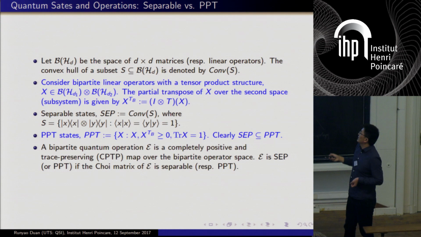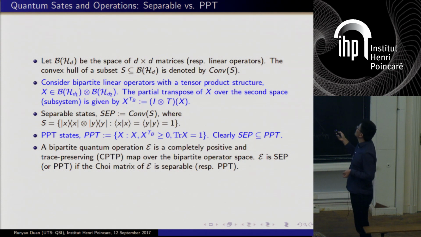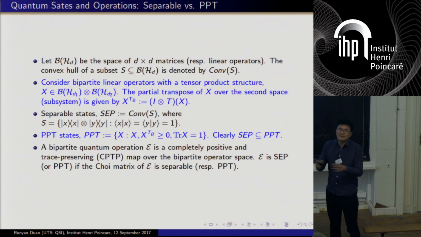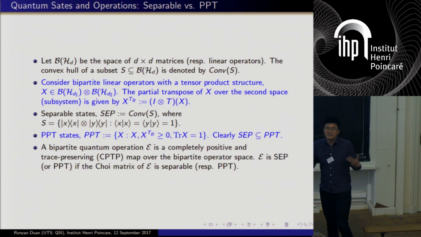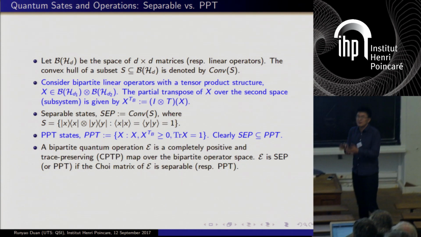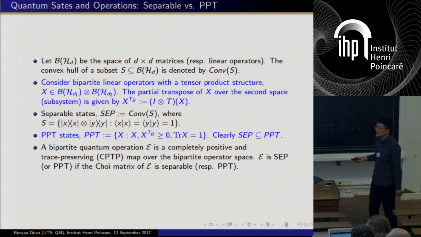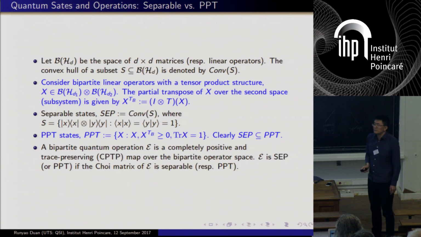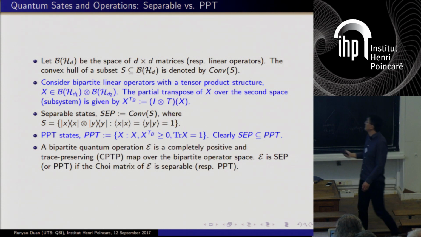We also use bipartite quantum operations. This is a CPTP map over the bipartite operator space, and E is separable if the Choi matrix of E is separable. That's the simplest way to define a separable operation. We just consider the Choi matrix, and if it is separable according to this bipartition, then it's a separable operation. Similarly, we call it a PPT operation if the Choi matrix is PPT. Okay, so that's the basic definition we use.